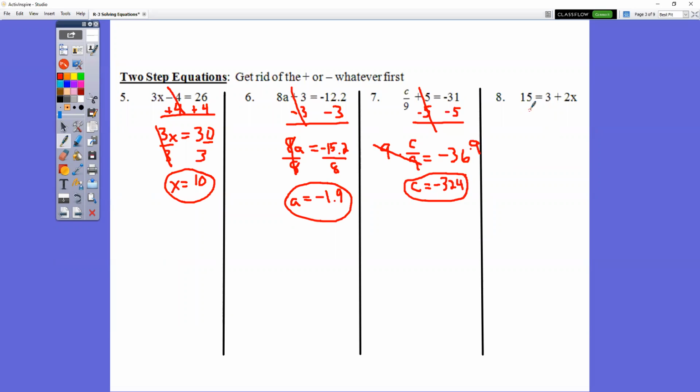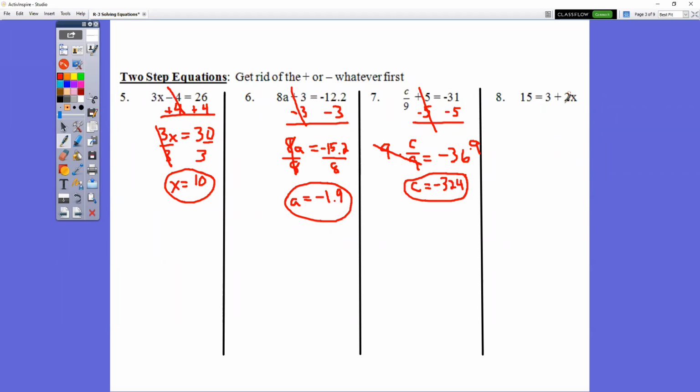Sometimes they're going to try and trick you by writing the problems backwards, like number 8 is. If you don't like that the equals 15 is at the beginning of the problem, we could always rewrite it and put the minus 15 at the end of the problem if you wanted to. But you shouldn't have to. You should just be able to solve it how it is.